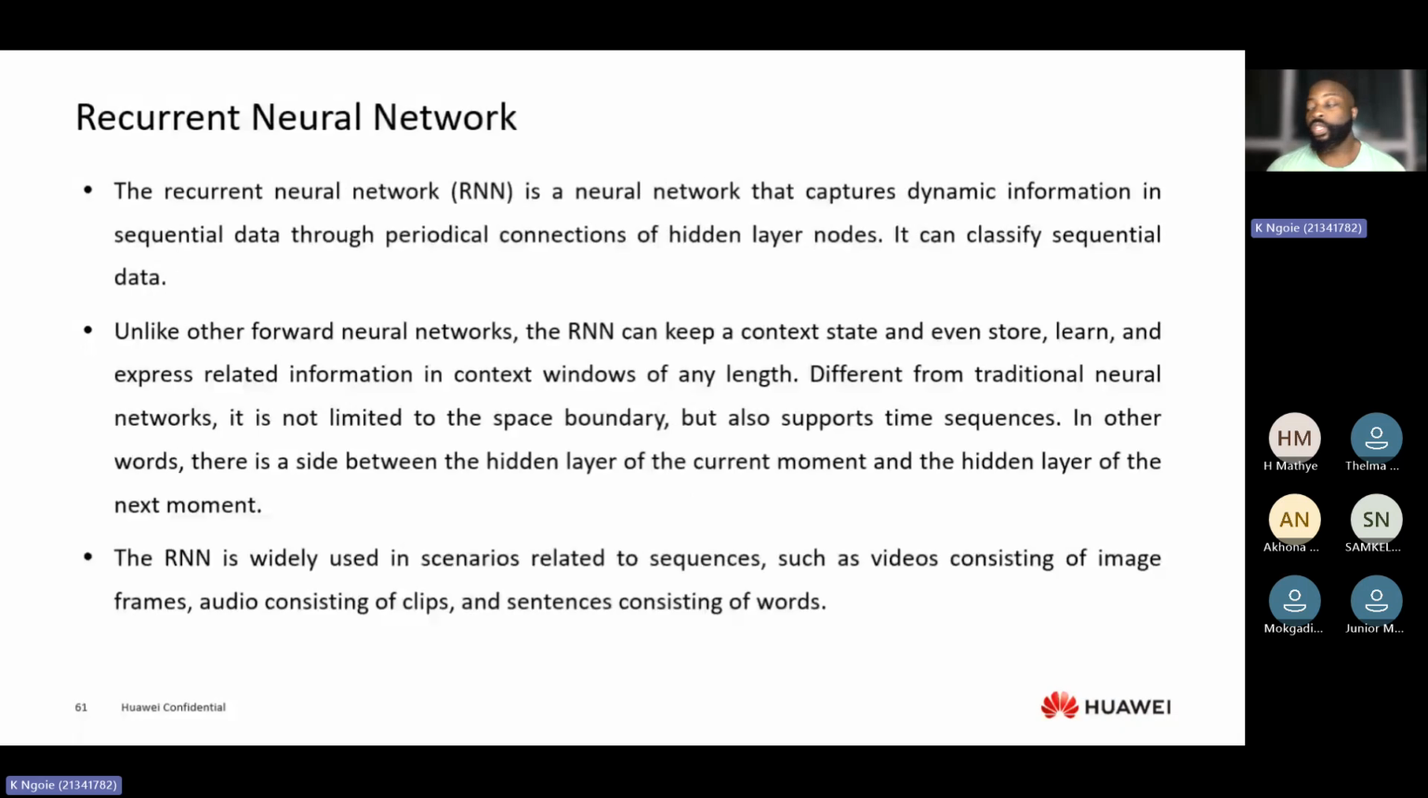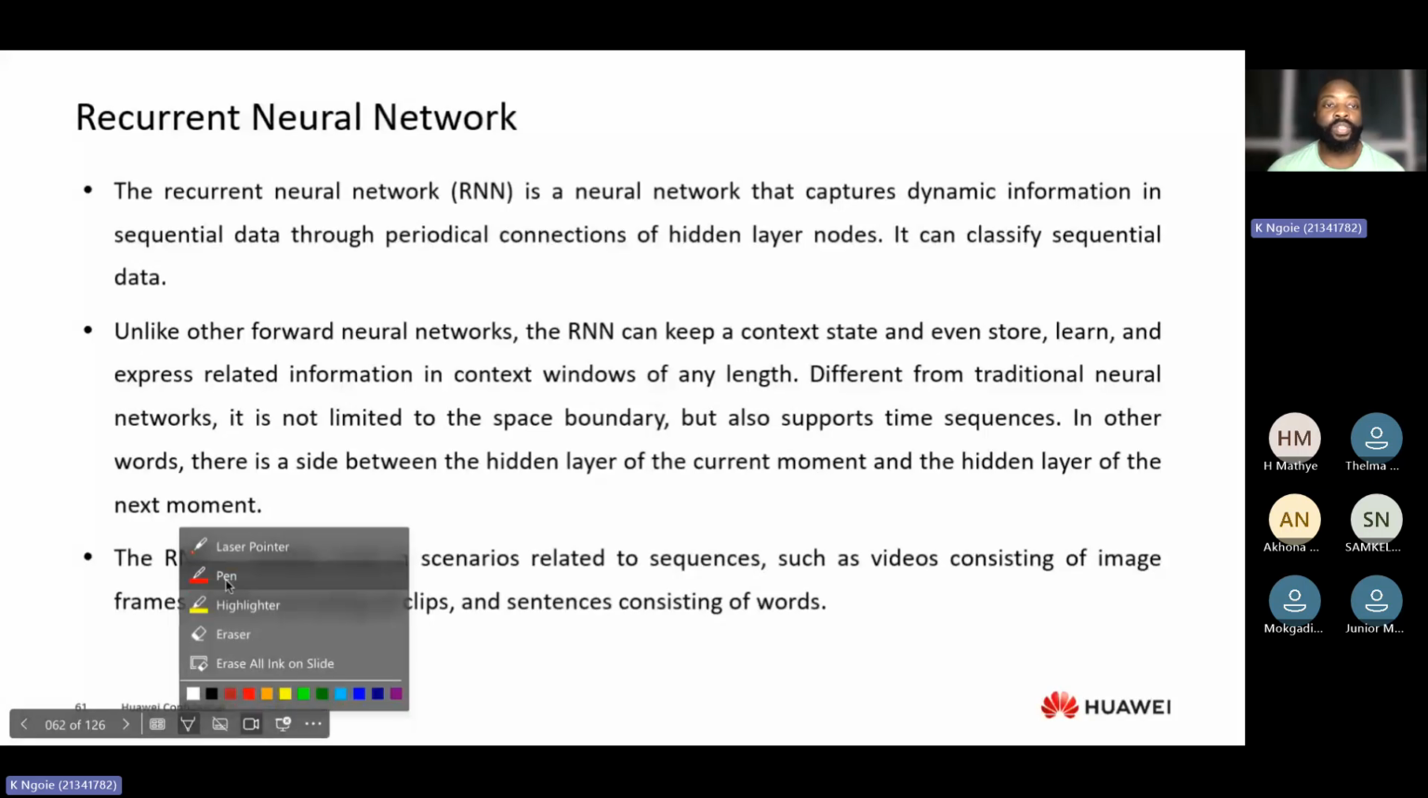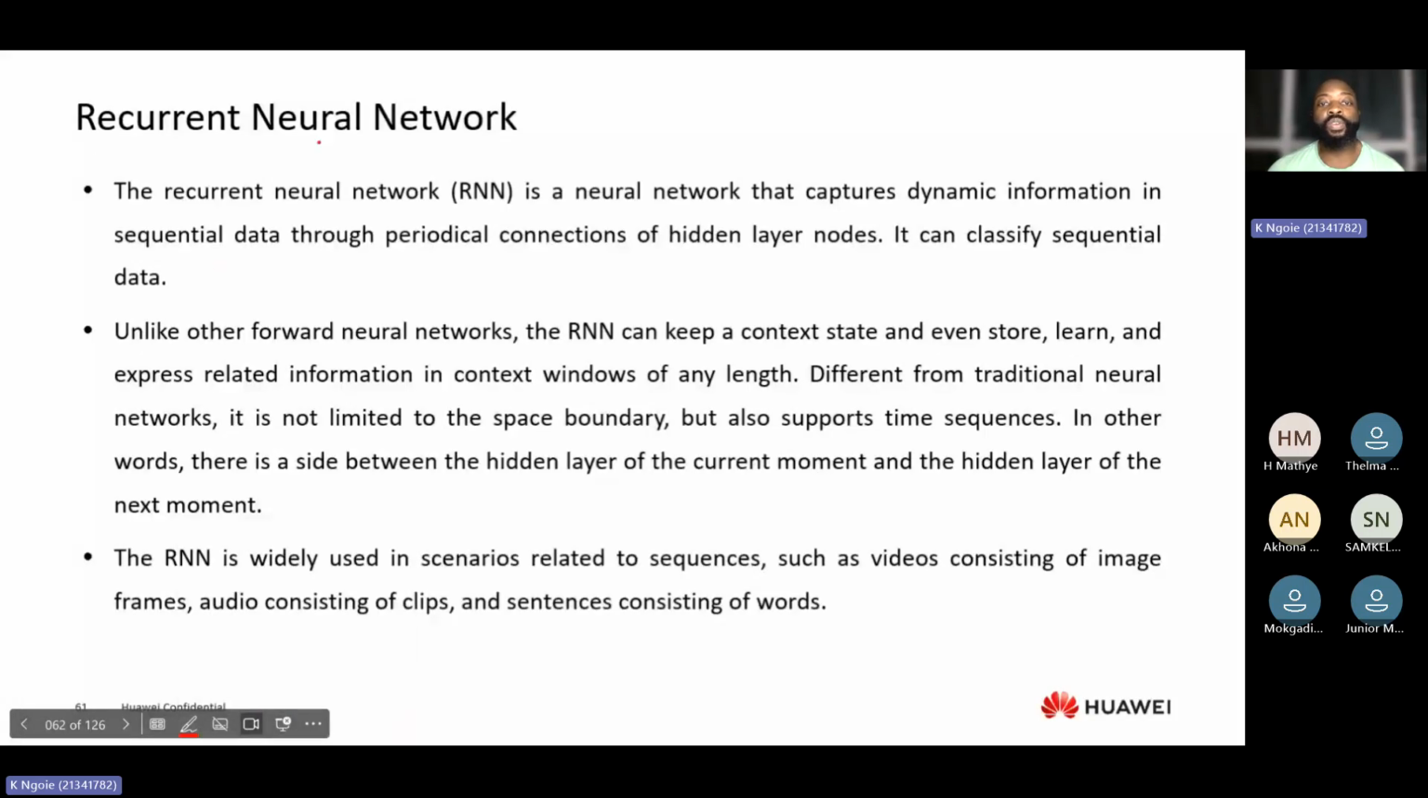Okay, so the next neural network that we started was the RNN, the recurrent neural network. The recurrent neural network is used when you're dealing with sequential problems. Sequential problem, what does it mean? It means that the type of data that you have is time dependent.